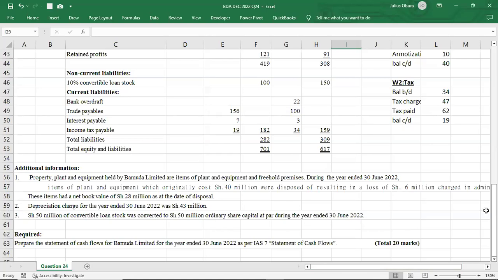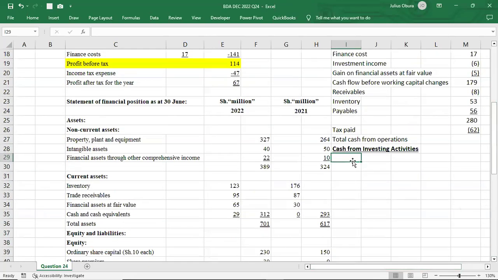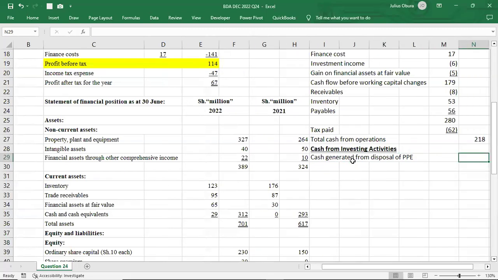So we do that. For our cash from investing activities, that's what we are going to start with, and we'll have cash generated from disposal of PPE. Cash received from disposal of PPE will be equal to 28 minus 6, which gives us 22.